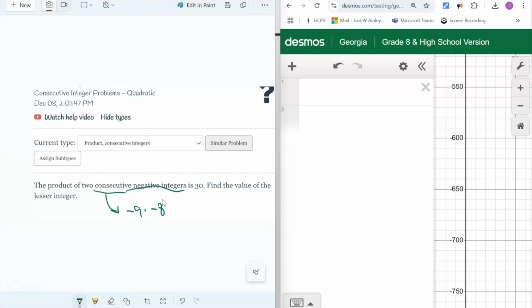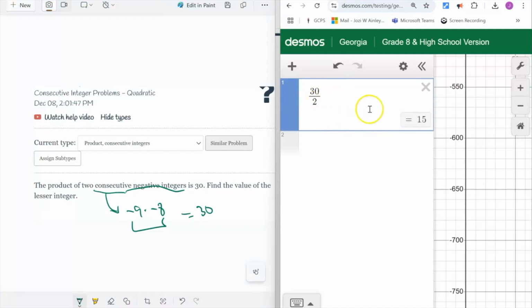negative integers. So you do have to read what the question is saying. Sometimes they're talking about positive, sometimes they're talking about negative. And they want to know what two negative numbers that are right next to each other, multiplied together, are going to equal 30. And we've talked about finding the factors of 30.